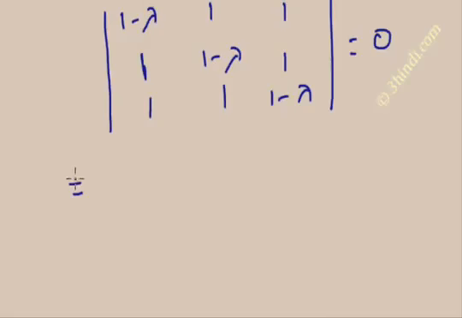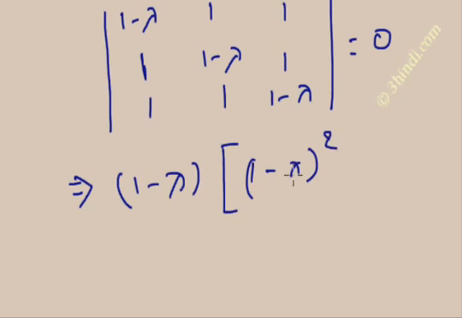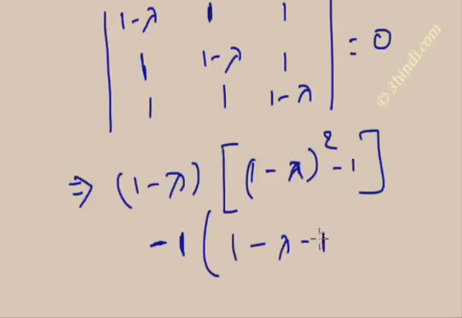So this means (1 minus lambda) into ((1 minus lambda) whole square minus 1), plus minus 1 into, for this, reduce this and this, and my 1 minus lambda, means 1 minus lambda minus 1, minus plus 1 into this, plus 1 into 1 minus this, means 1 minus 1 plus lambda, is equal to 0.